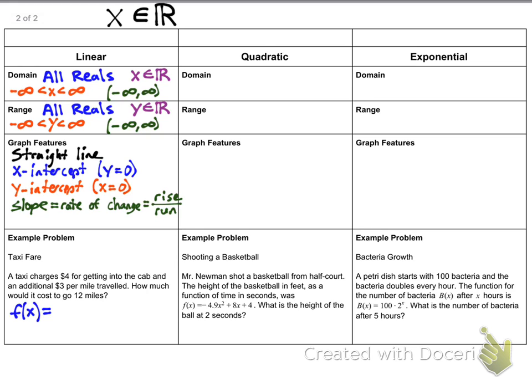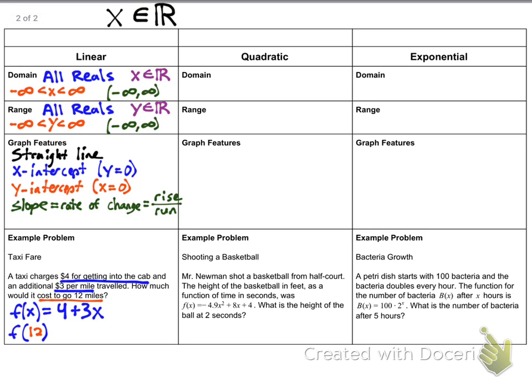A taxi charges $4 for getting into a cab and an additional $3 per mile traveled. How much would it cost to go 12 miles? I know that this is a linear function because it has a constant rate of change. Each mile, it's going to go up by the same amount. The equation for this is $4 plus 3x, because 3 is the rate of change per mile. That's our equation. You can see it's a linear equation there.